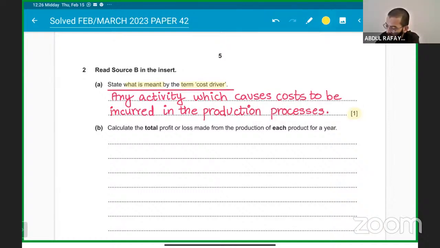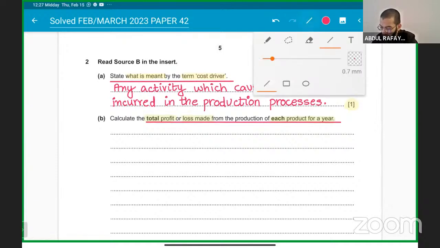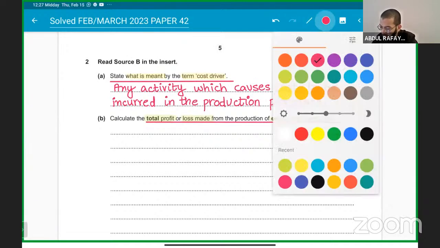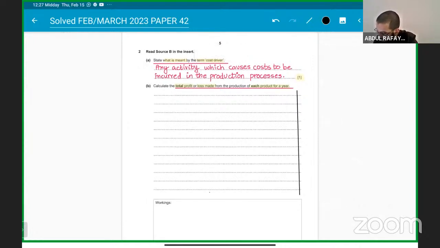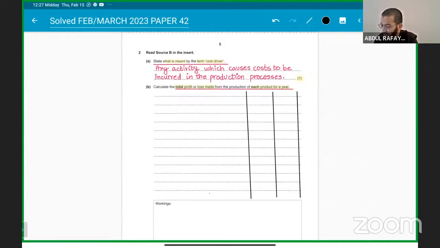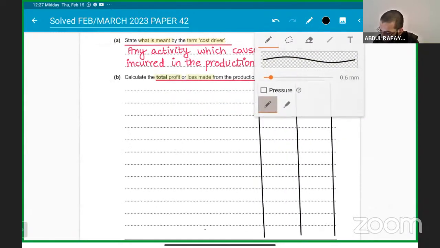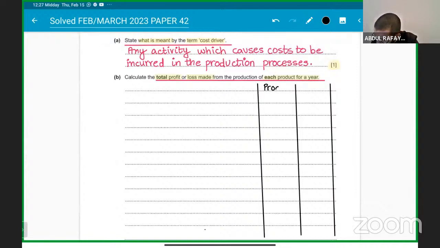Then we have to calculate the total profit or loss made from the production for each product of ours. So it's very important and simple. So each product we have to do, and we have to do it for both the products. We have the working column available as well, so we'll do the working there. But let's write it down here, product A and product B.